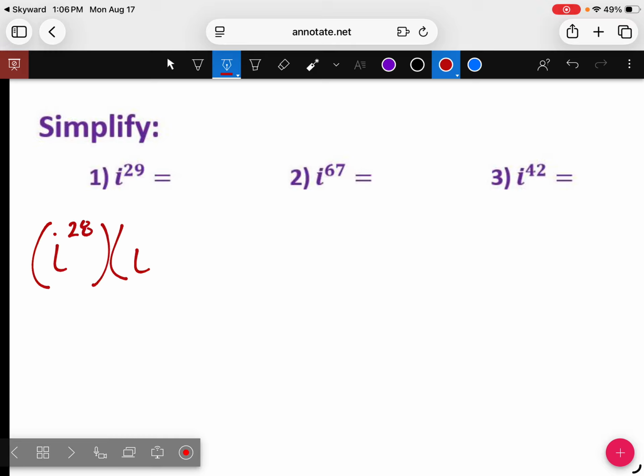And remember, any i to any of these exponents will equal what? What does it equal if you hit one of these powers of 4? 1. So this is going to change to a 1. And I have an i. And what's 1 times i? i. So i to the power of 29 is i.